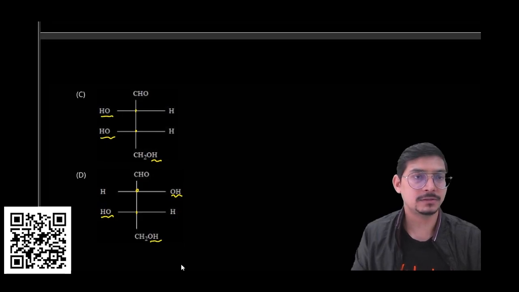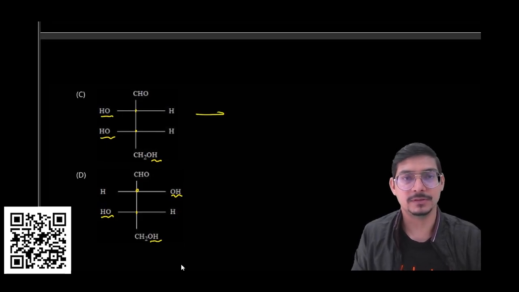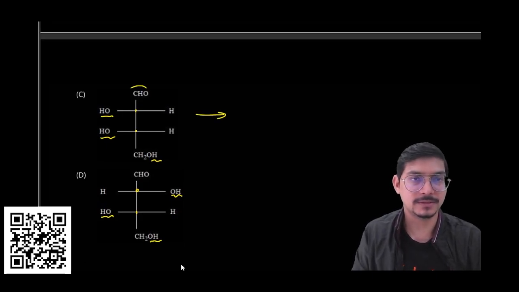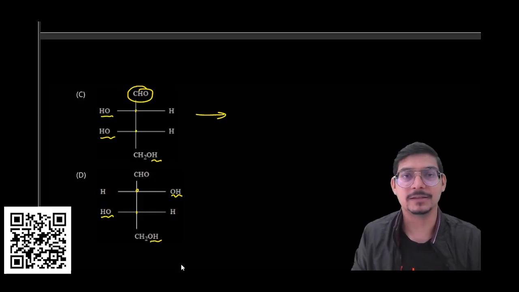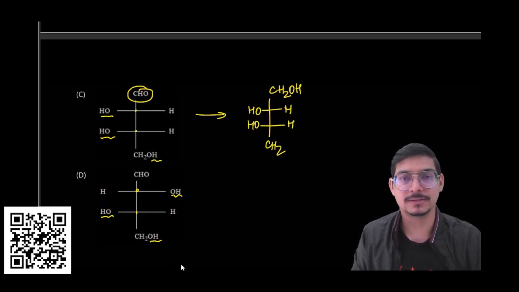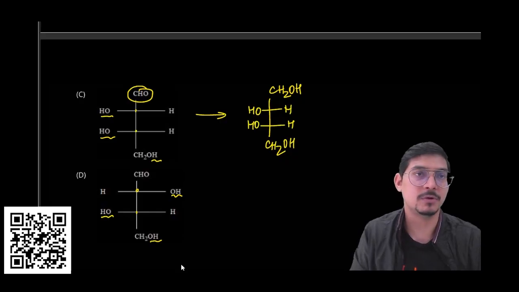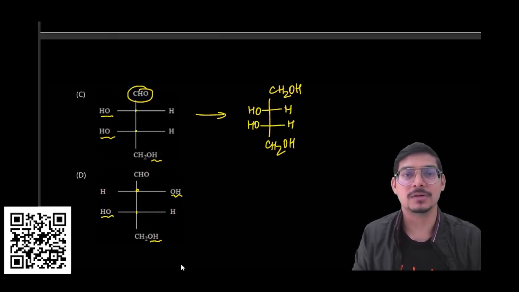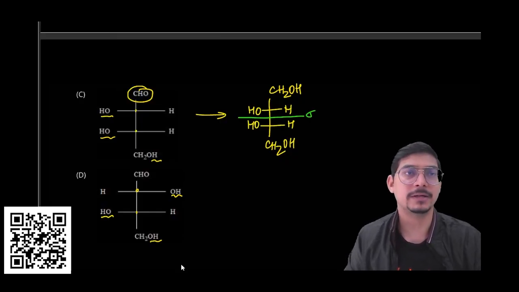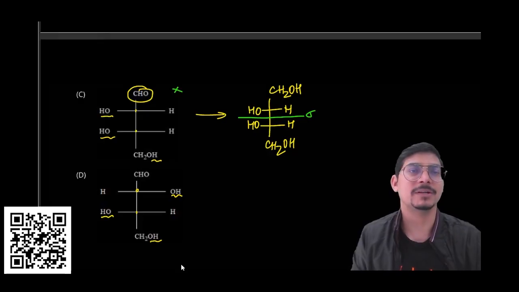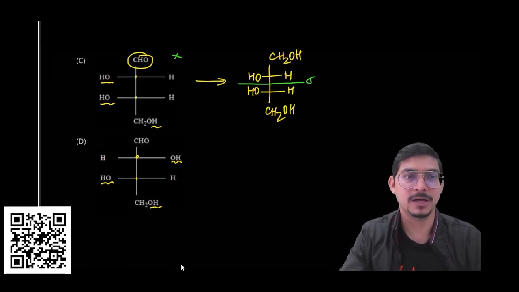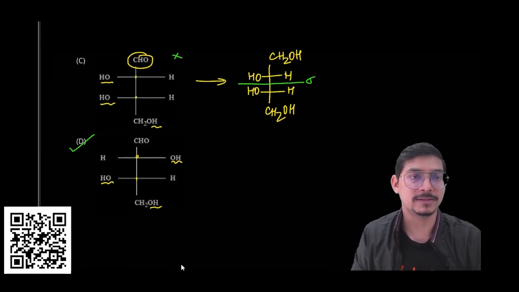So if we react compound C with NaBH4, remember that this CHO, which is an aldehyde, is reduced to an alcohol, a primary alcohol, which is CH2OH. So this is the compound on reaction with NaBH4. But the question says that the compound is chiral, and this compound is definitely not chiral because you can see that there is a plane of symmetry here. So option C is also eliminated from the possibilities, leaving behind only option D, which must be the correct answer.